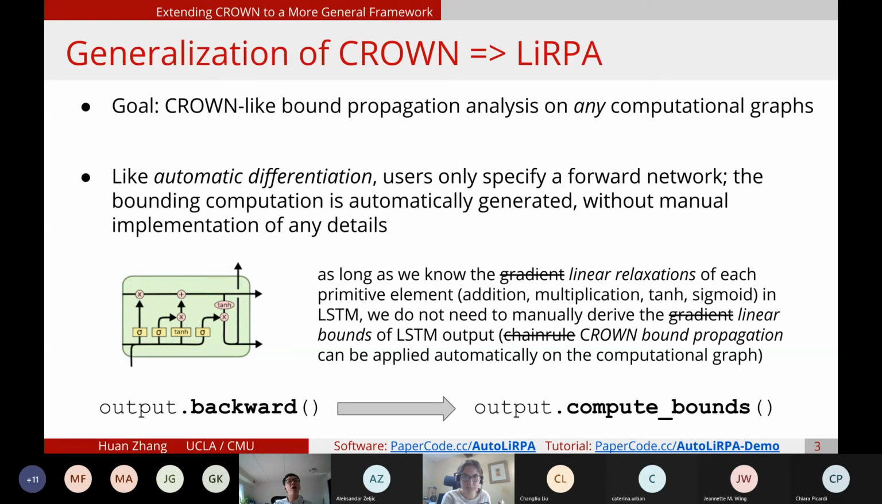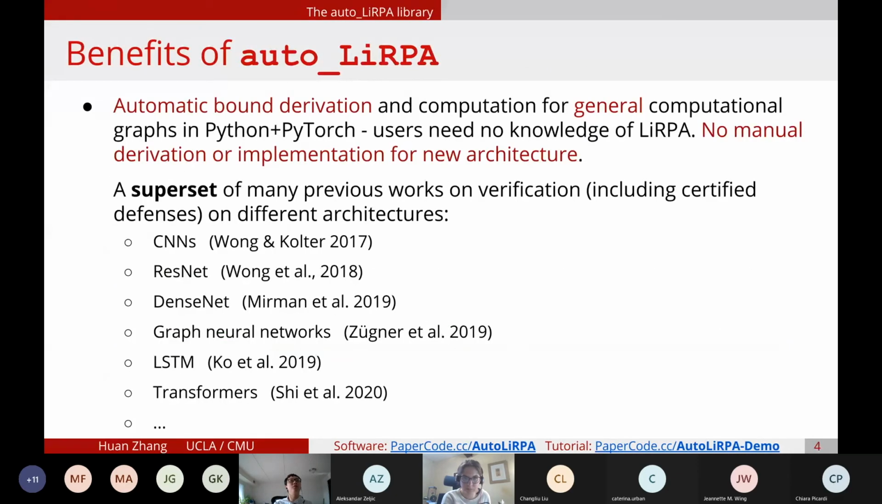So you don't need to worry how the bounds are computed. The benefit of this framework is that you get this automatic bound derivation capability, and the user needs no knowledge of the bound propagation process. It is actually a superset of many previous works on verification or certified defense. For example, for CNNs, we have the work from Wong and Kolter, and ResNets, and there are some works on verifying or certified defense on different architectures, and our framework can support all of this.